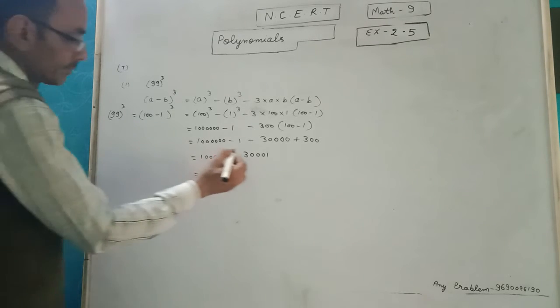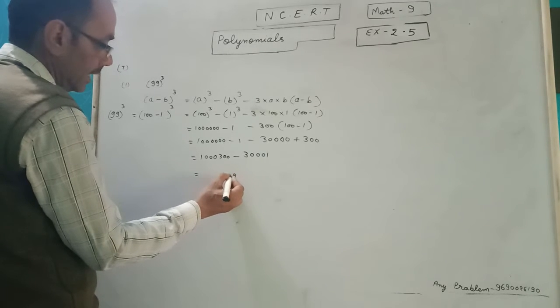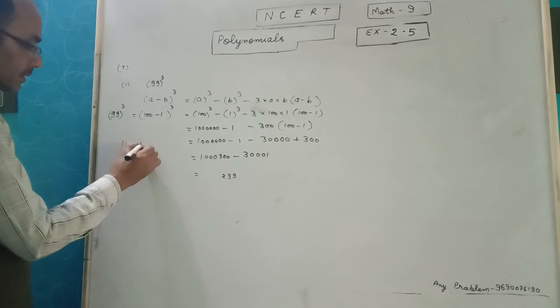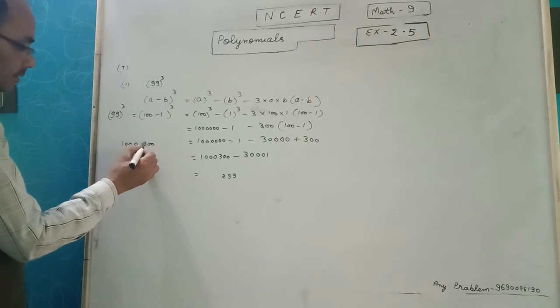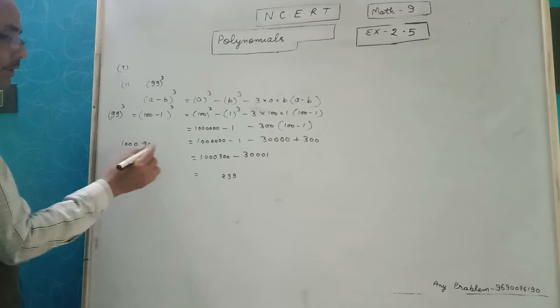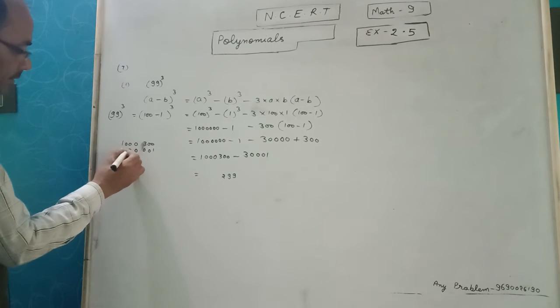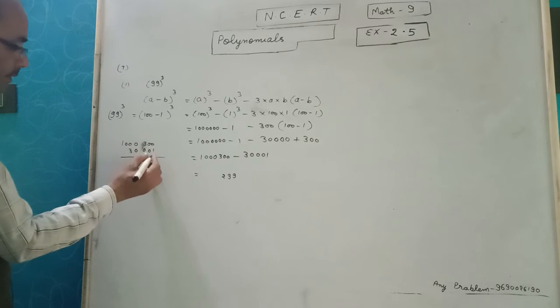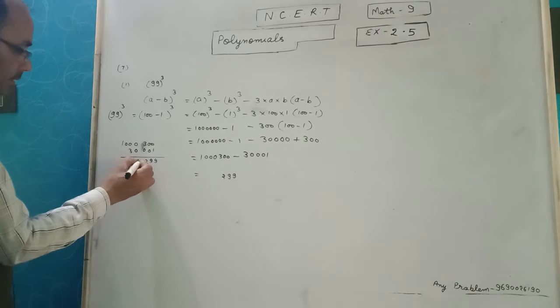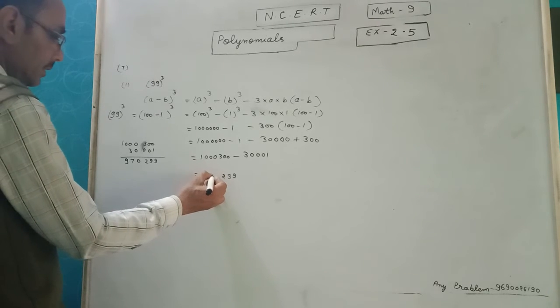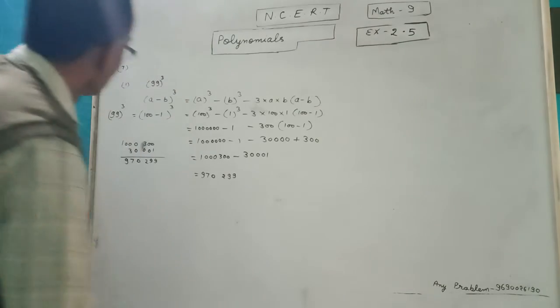The cube of 99 minus 1,000,000 minus 1 minus 29,700 gives 970,299. Complete the first part.